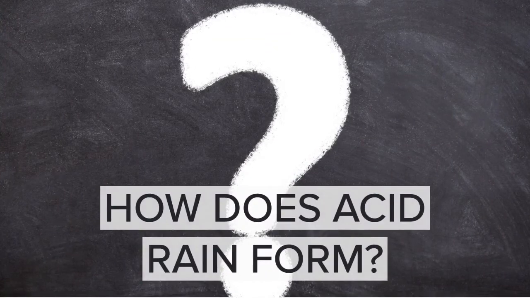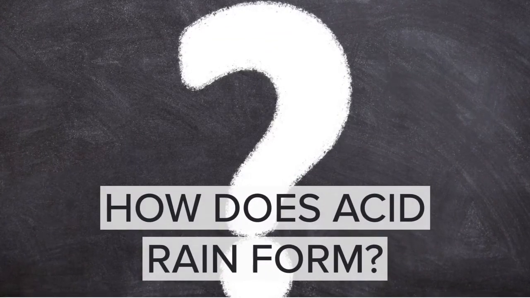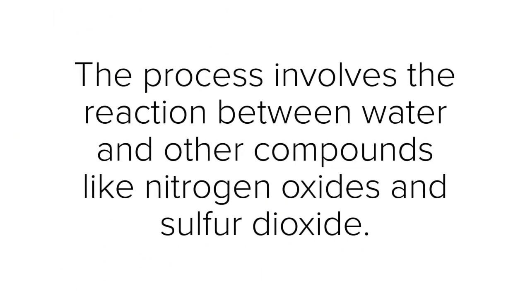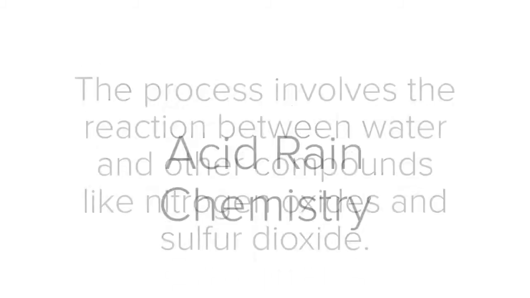How does acid rain form? Acid rain is formed through a complex chemical process that occurs naturally. The process involves the reaction between water and other compounds like nitrogen oxides and sulfur dioxide.